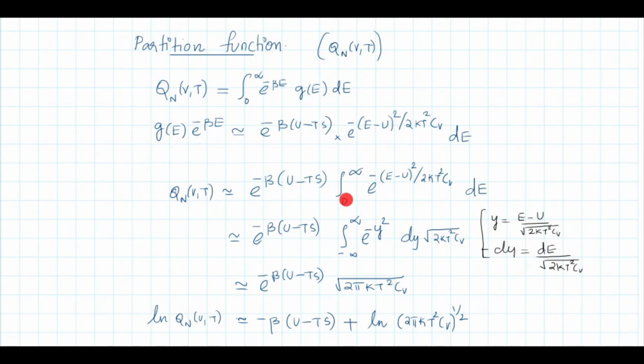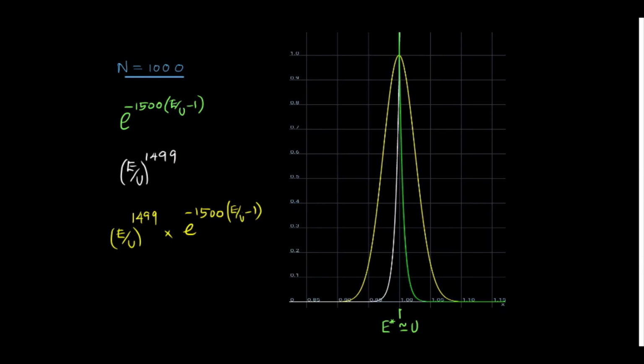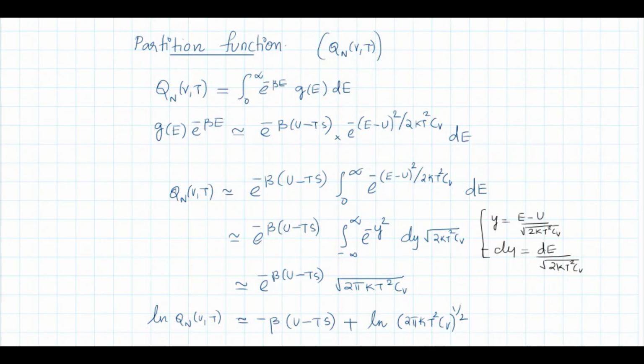Why did I change the limit from 0 to infinity to minus infinity to infinity? Here we are going to integrate over this line, and this function has value only in this range. So whether you take 0 to infinity or minus infinity to infinity, it will not make any difference, because the contribution only comes from values greater than 0. So you can add minus infinity to 0 to this integral. But we know that the integral from minus infinity to infinity of e raised to minus y squared dy is root pi. So that gives you the square root of 2 pi kT squared C_V.